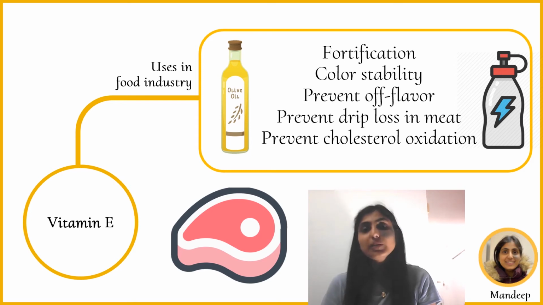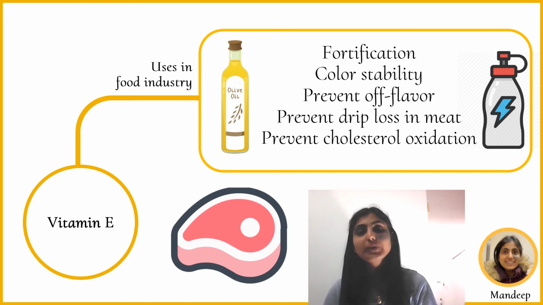So vitamin E is also used in the fortification of beverages, but vitamin E is not water soluble. Hence, it is used in the form of nanoparticle emulsions, which stabilize the 2 immiscible liquids. Vitamin E also prevents or stabilizes the red color of the meat. The loss of red color is due to the oxidation of the red oxymyoglobin into the brown metmyoglobin. So when vitamin E is added as a supplement in the diet of animals, it preserves the red color of the meat.